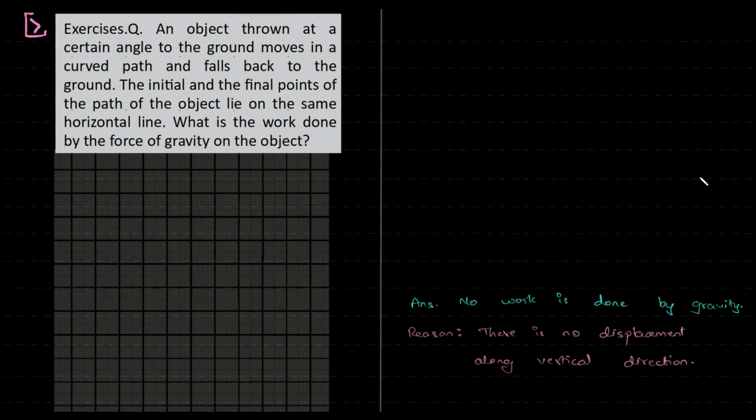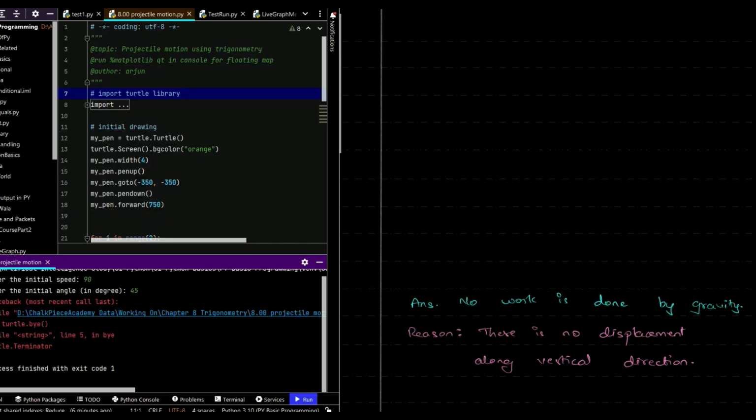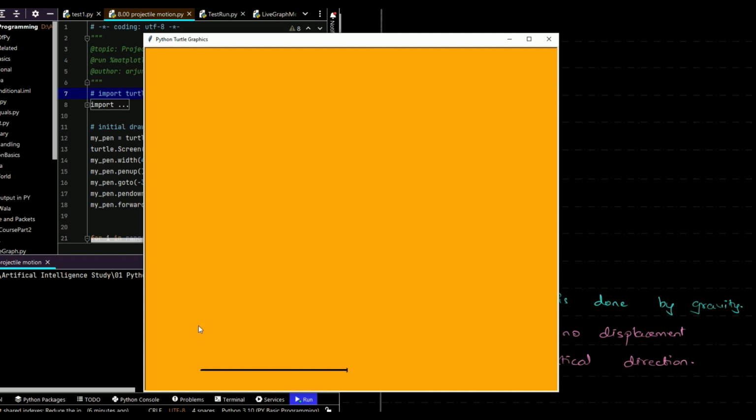An object thrown at a certain angle to the ground moves in a curved path and falls back to the ground. It's something like this. This is something that you guys see day to day actually. It's not something new, but still I just want to show this.